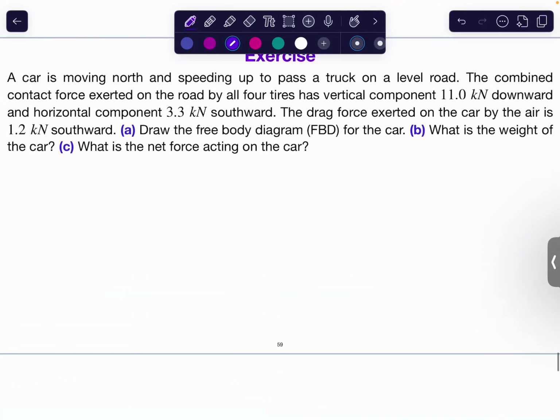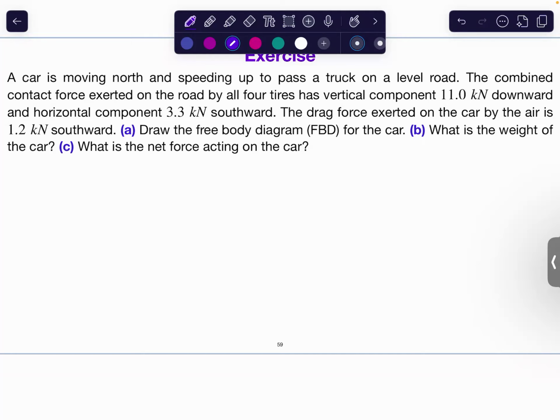So let's say we have a car moving, it's speeding up to pass a truck on a level road. The combined contact force exerted on the road by all four tires. So we're not going to have to look one tire at a time. We're taking this as a whole object, and the total exerted contact force is going to be 11.0 kilonewtons downward, with a horizontal component of 3.3 kilonewtons southward.